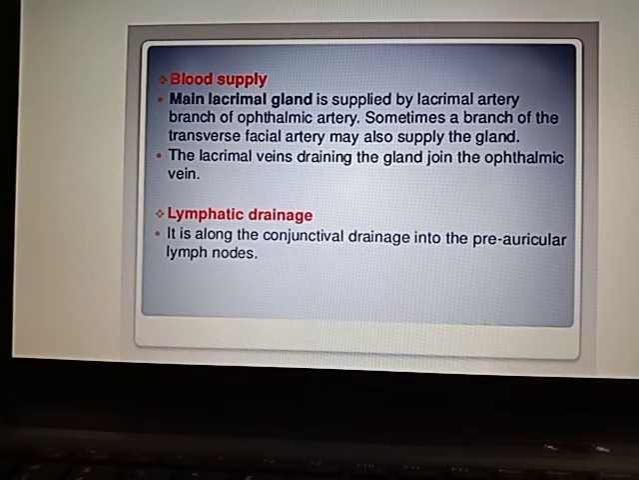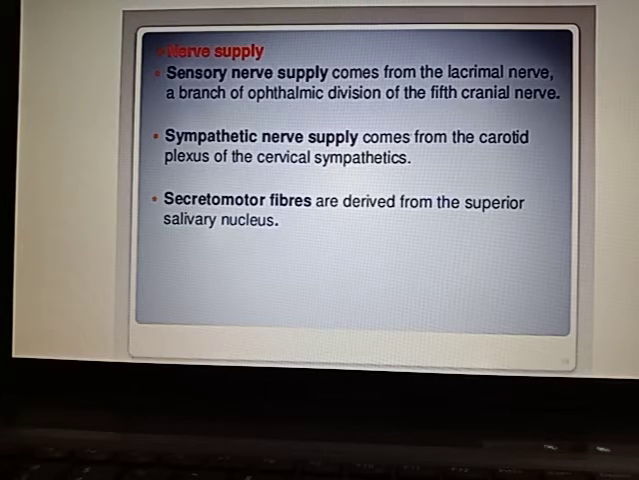Then come to the lymphatic drainage. It is along the conjunctival drainage into the preauricular lymph node. Nerve supply. The sensory supply is provided by the lacrimal branch of the ophthalmic nerve, the fifth cranial nerve. And sympathetic nerve supply comes from the carotid plexus of the cervical sympathetics, and secretomotor fibers are derived from the superior salivary nucleus.